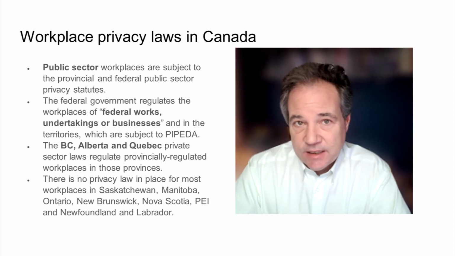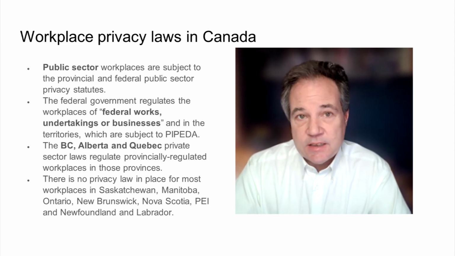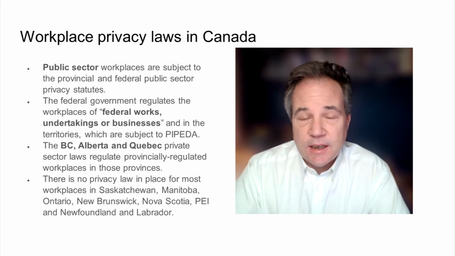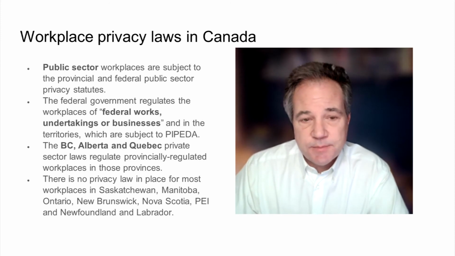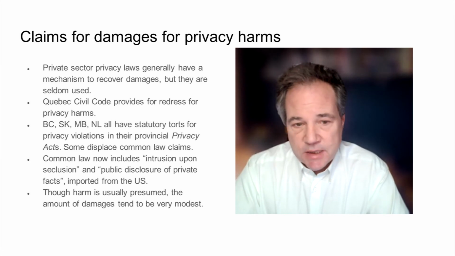But the federal government can't extend its jurisdiction into provincially regulated workplaces. So if you're an employee of a provincially regulated workplace in every province other than British Columbia, Alberta, and Quebec, you fit into the void. There is, in fact, no regulation of the information that an employer can collect, use, or disclose in those circumstances. But British Columbia, Alberta, and Quebec, with their private sector privacy laws, specifically do apply to provincially regulated workplaces in those provinces. We also have another dimension, which is claims for damages for privacy harms.